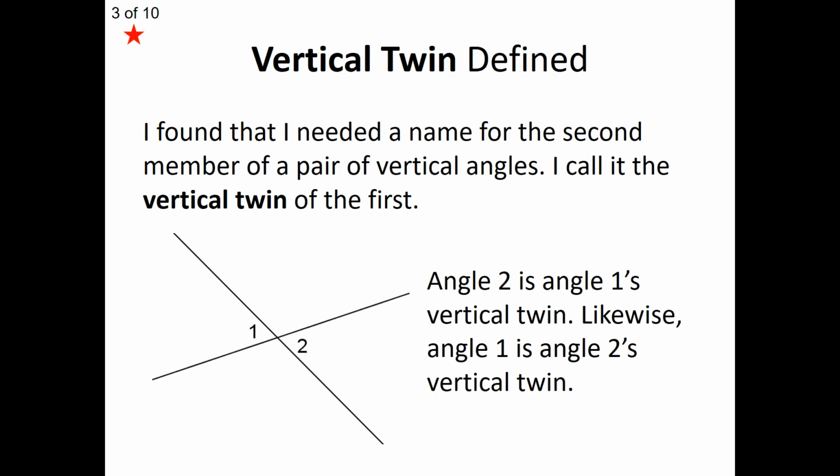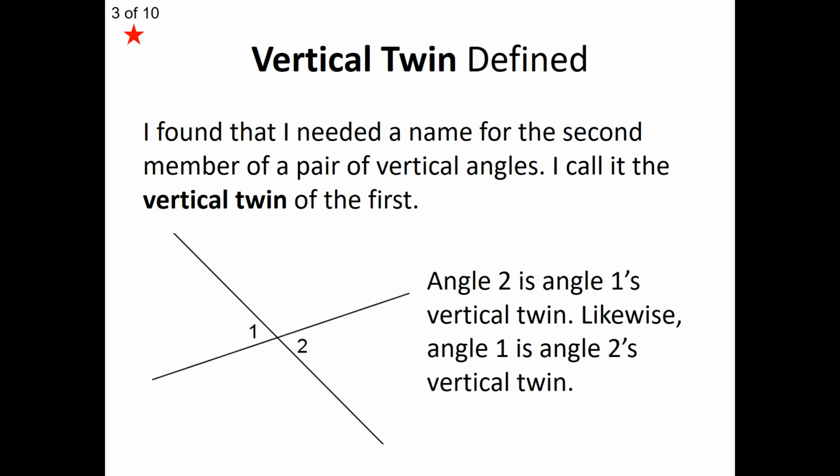The first definition we need to give is what we call the vertical twin. So, for example, if you've named a pair of vertical angles, and I'm referring to one of those vertical angles, I want to be able to refer to the other member of that pair of vertical angles, and I'm going to refer to it as the vertical twin.